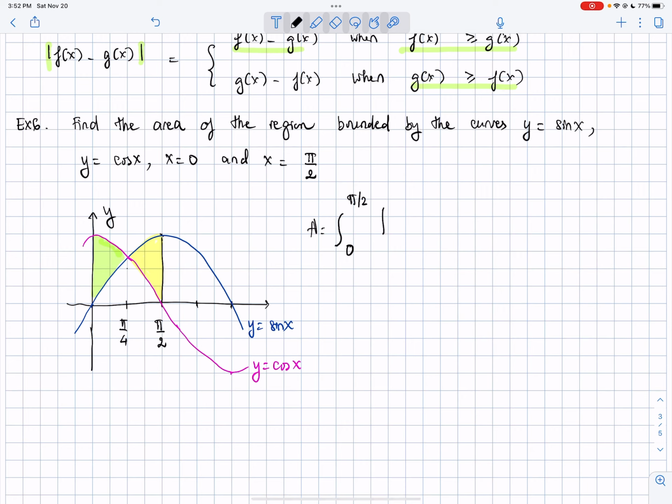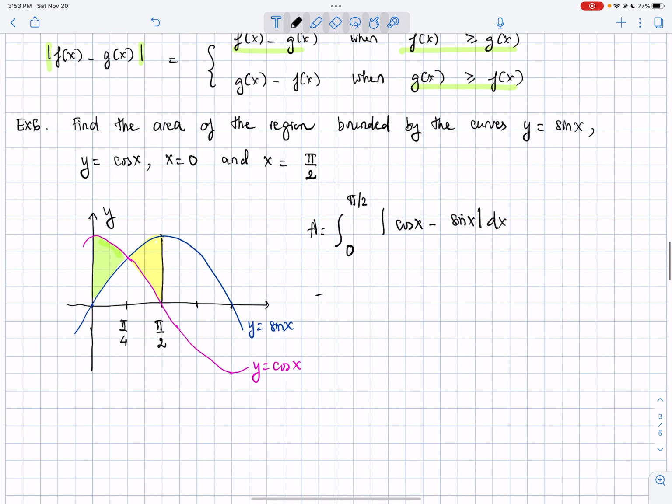We do cosine of x minus sine of x dx. You can also write sine of x minus cosine of x in absolute value, it doesn't matter. Now we're going to break them out. From 0 to pi over 4, the cosine is above, so cosine of x minus sine of x dx. And then add from pi over 4 to pi over 2, where the sine is above, so sine of x minus cosine of x dx.